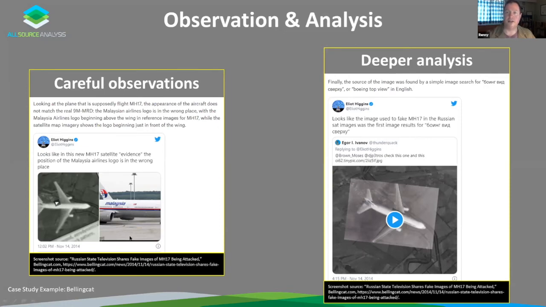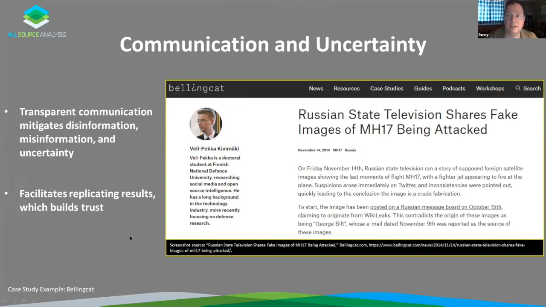And then finally, Bellingcat clearly communicated their findings. They published this on their website as an example of disinformation. The hope is to mitigate disinformation and misinformation about this event and to reduce uncertainty about it. So this is clear communication saying, here's what we did, here are all of our sources, here's what we found.